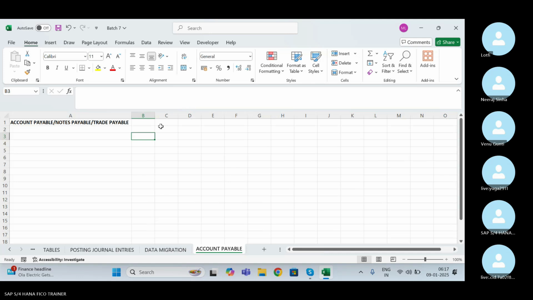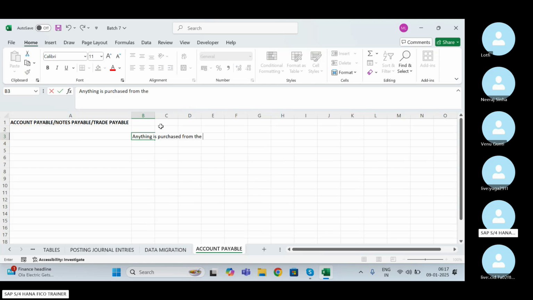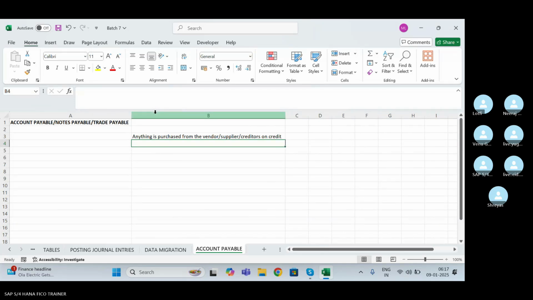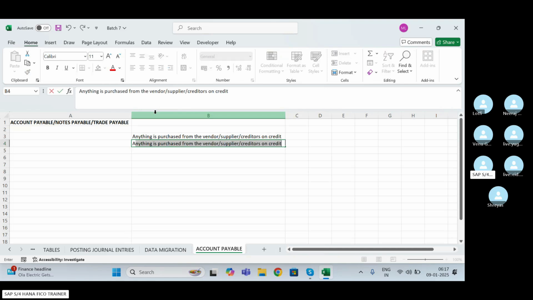So anything that is purchased from the vendor, whether you say vendor, supplier, or creditors, and on credit, is known as an account payable. Account payable is a subledger.